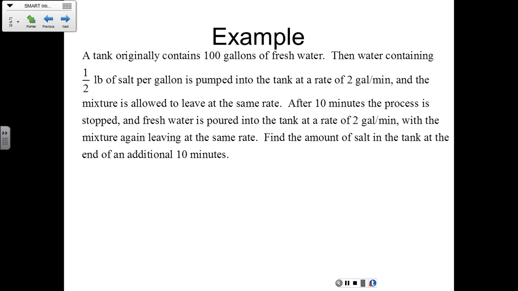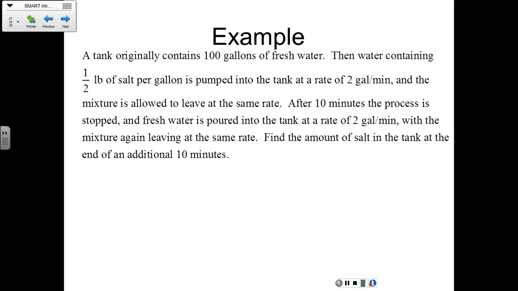So phase 1 is over. All that happens for 10 minutes and then we stop, okay? Then it says, and fresh water is poured into the tank at a rate of 2 gallons per minute, with the mixture leaving again at the same rate. Find the amount of salt in the tank at the end of an additional 10 minutes, okay?